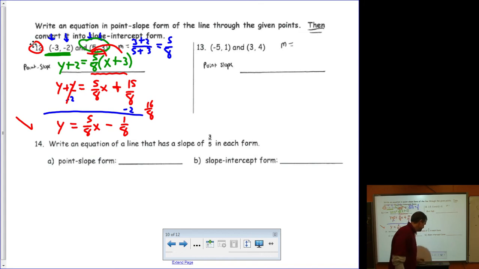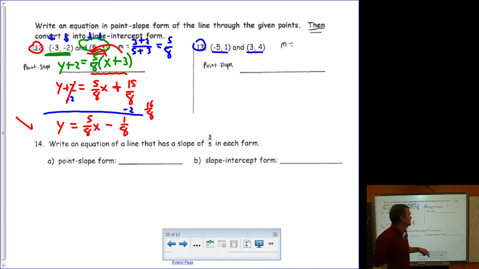Number 13. All right, in number 13, the equation I write for point-slope form is going to depend on whether I use the first point to write the equation or whether I use the second point to write the equation. But either way, after you write it in point-slope form using one of the points, when you change it into slope-intercept form, you should get the same equation either way.